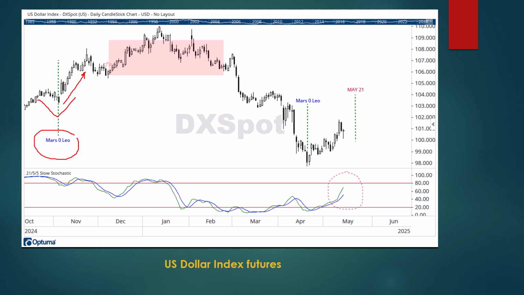Third week of April, Mars was again at 8 hours of right ascension, 0 degrees of Leo. Bayer says something's going to happen. Well, take a look at the chart. There it is. Beautiful swing bottom. And since then, the price of the US dollar index has been rallying. Something's going to happen around about the 21st of May. The trend right now on the US dollar obviously is bullish, and the stochastic is telling you that.